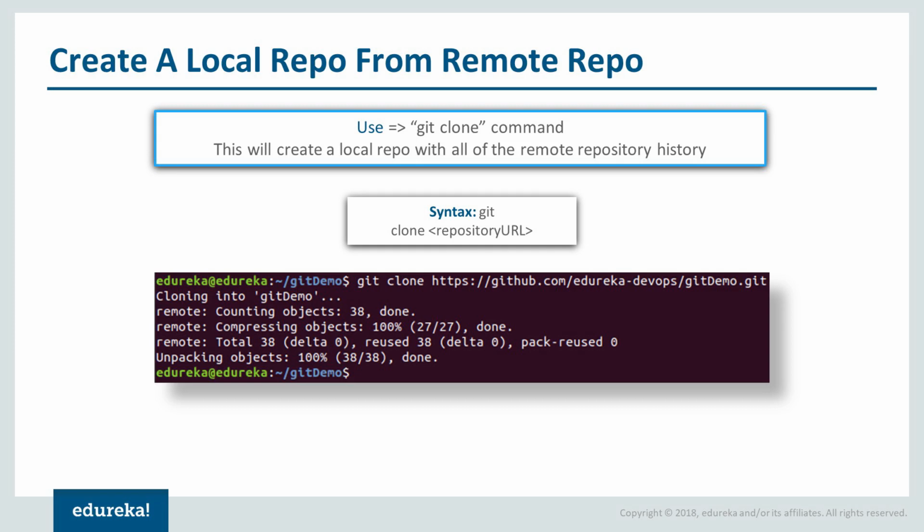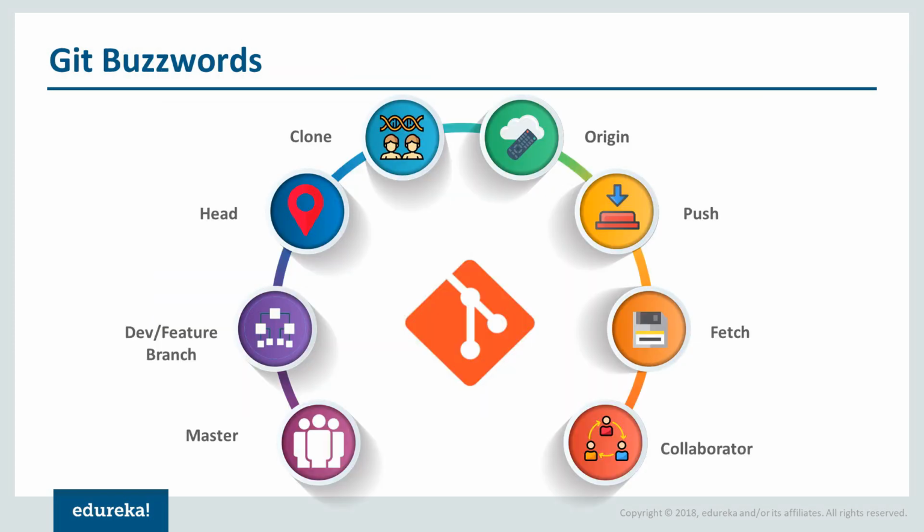So there are different buzzwords in Git that we are going to discuss. For example, we have master, which is the name of the default branch. Then we have feature branch, which is a new branch that you can create. We have HEAD, which is a reference to the last commit. We have clone, which is used to check out a repository into a new directory. Then we have origin, which is the name of the remote by default. However, we can also change it.